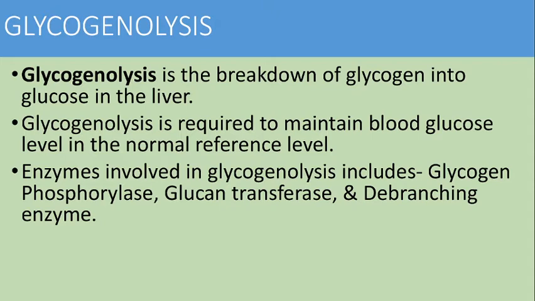The enzymes which are involved in glycogenolysis include glycogen phosphorylase, which is the key enzyme. Then the other enzymes are glucose transferase and debranching enzymes. These are the main enzymes which are required for the process of glycogenolysis.